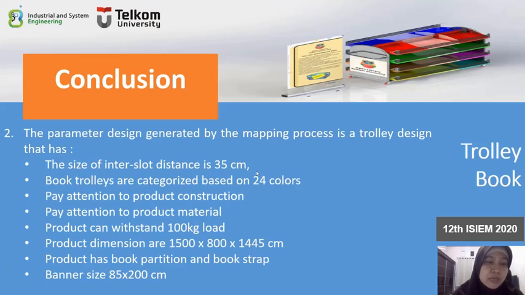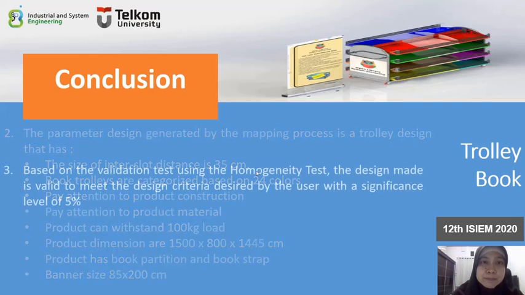Pay attention to product construction. Pay attention to product material. Product can withstand a 100 kilogram load, and then product dimension are 5,500 to 800 length and 455 centimeter height. Product has book partition and book strap, and banner size is 85 width to 200 length centimeter.